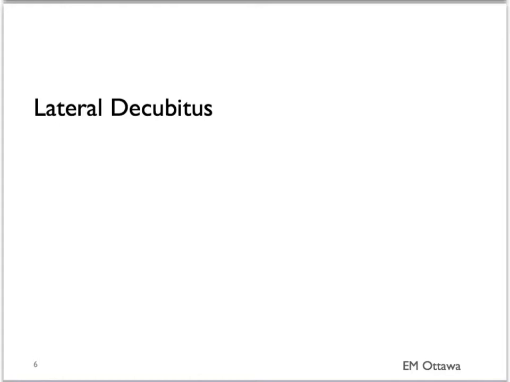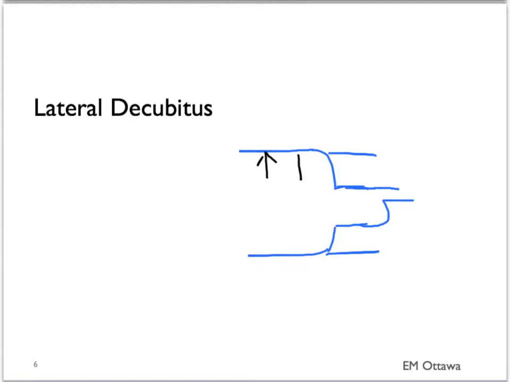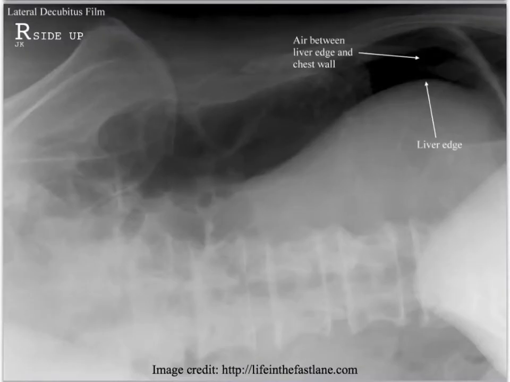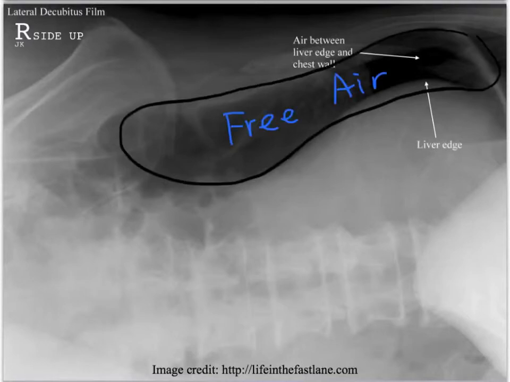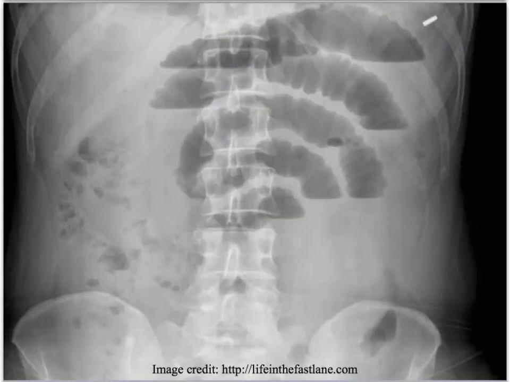What about if the patient is unable to sit up and they can only lie on their side, in a lateral decubitus position? In this case, the free air does not rise up to the diaphragm. It will rise up towards the top part of the body, on the side. On an X-ray, the free air will be between the liver edge and the chest wall if the patient is lying on their left side. In addition to free air, X-ray may also give us other clues as to the cause of the perforated viscus. In this case, we are also able to see dilated bowel loops from a bowel obstruction.